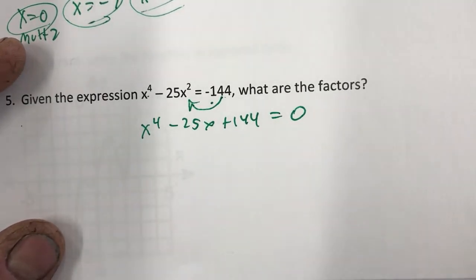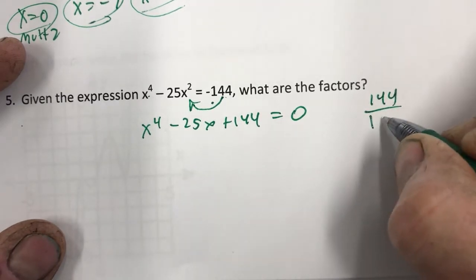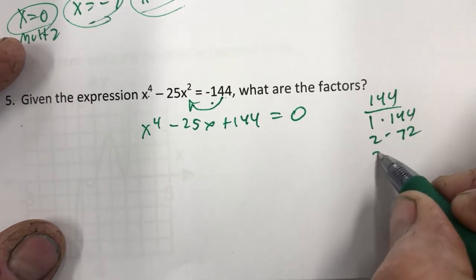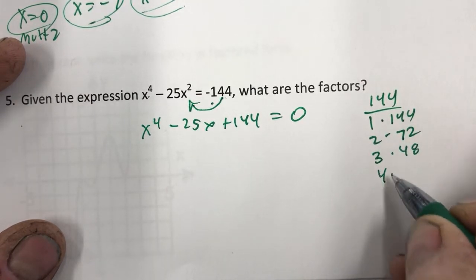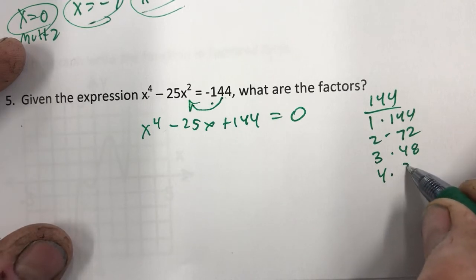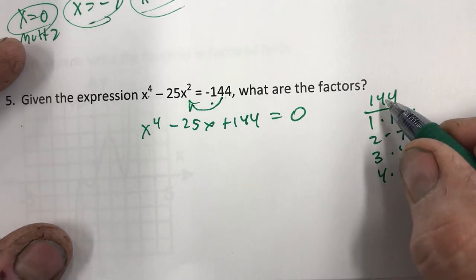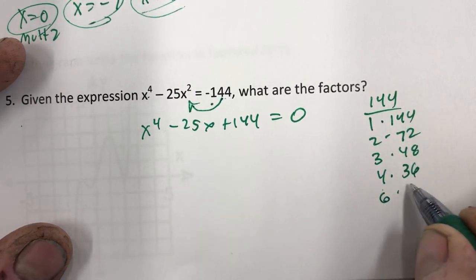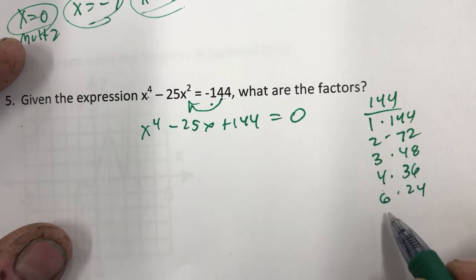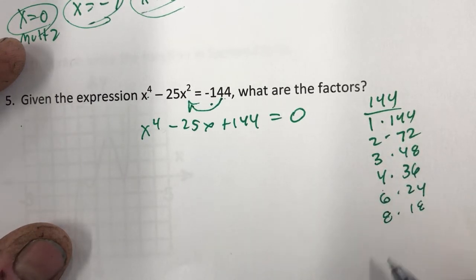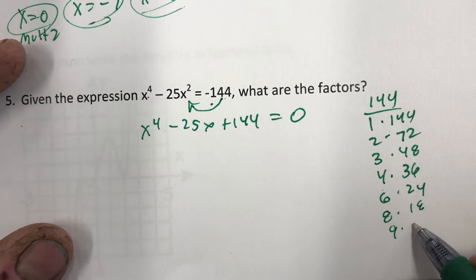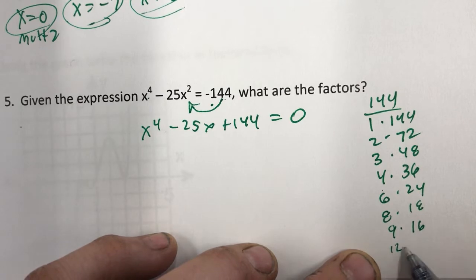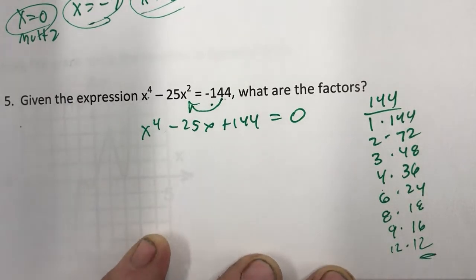We take our 144. 144 is 1 times 144. Divided by 2 is 72. 144 divided by 3 is 48. 144 divided by 4 is, what is that, 36? 5 doesn't go. 6 would be 24. 7 doesn't go. 8 and 18. 9 and 16. 10 doesn't go. 11 doesn't go. 12 and 12. And there you go, I got a number that's over here, so that's all of them.